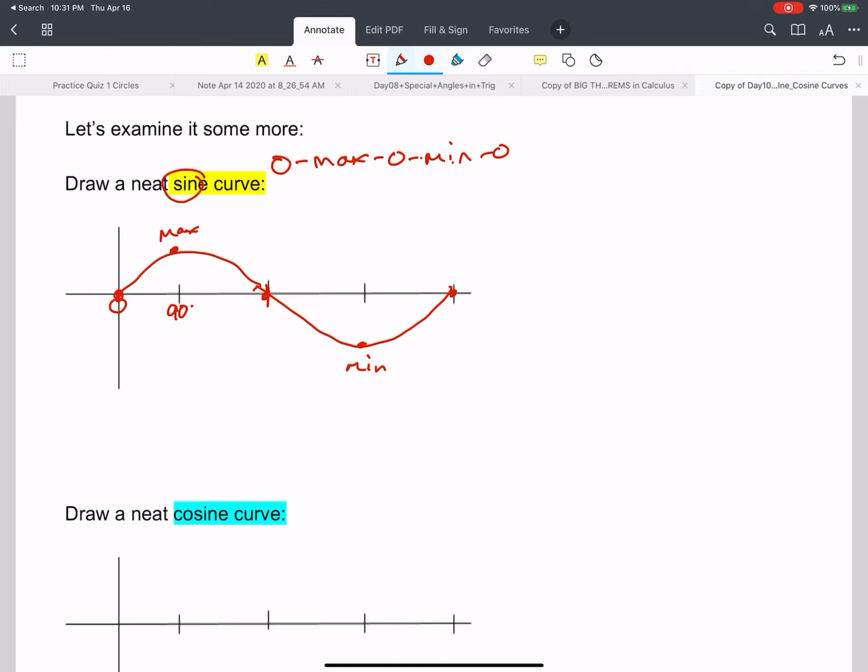You can have the 90 there. You can say this is the end of the whole thing, 360. You want to label each one? You can, you don't have to, okay? I really just need at least one of them. I usually prefer the first and the last, okay?